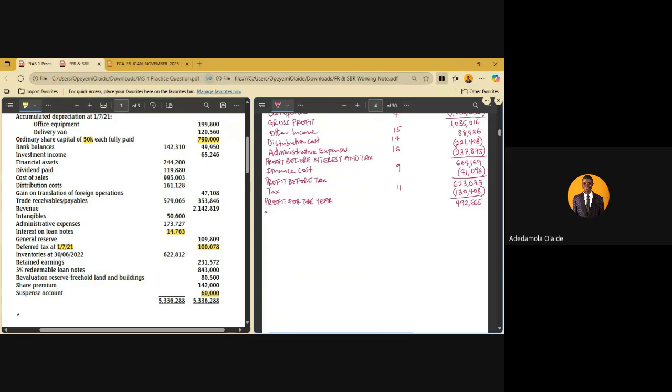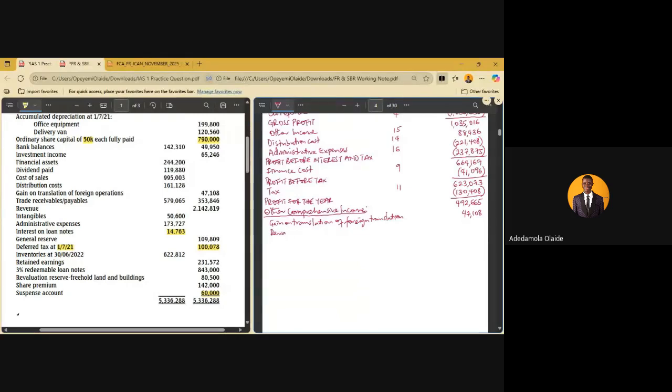492,665. Then other comprehensive income, we will have what? Other comprehensive income, we have gain on translation of foreign operation. You know this gain on translation is not a realized gain. That's why we'll take it to other comprehensive income. If it were something we have realized, we would have taken it to where?